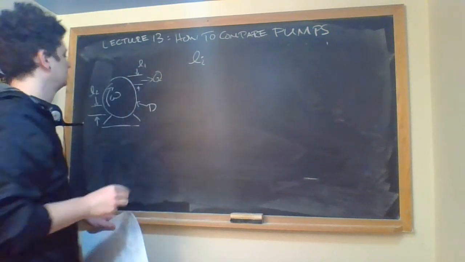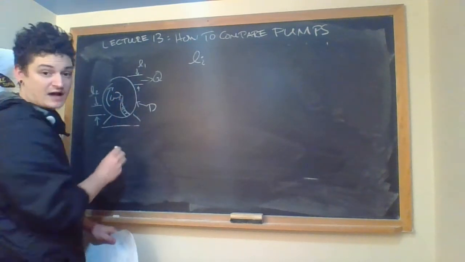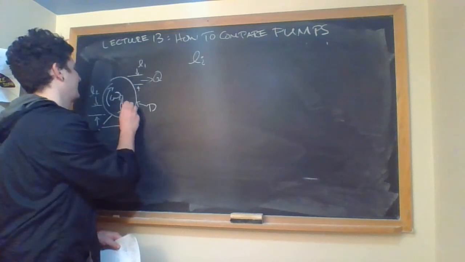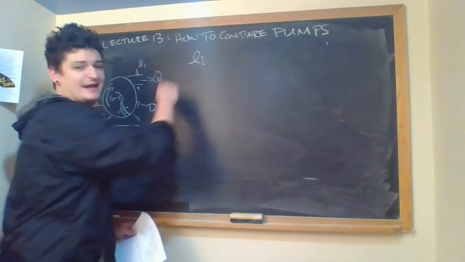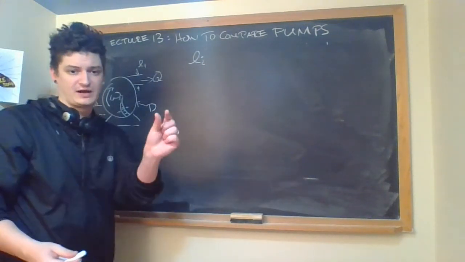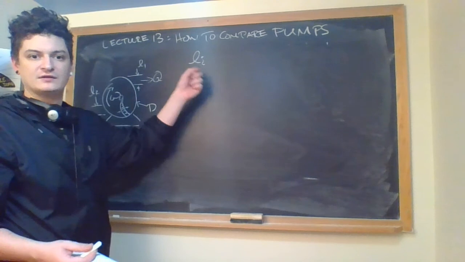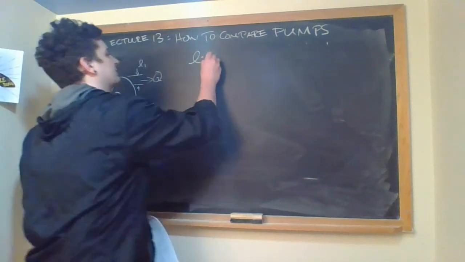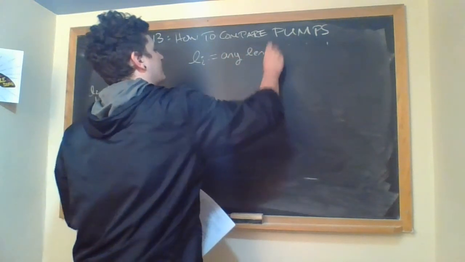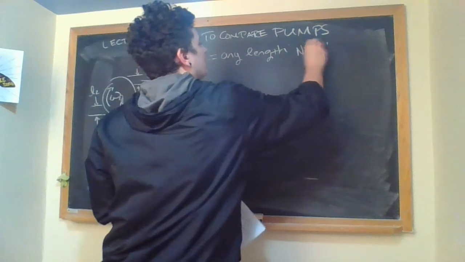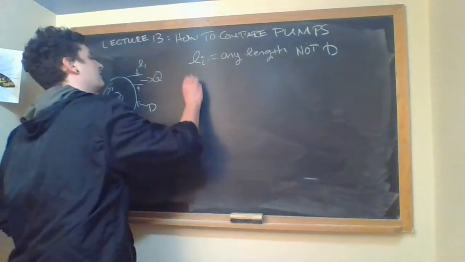That could be an L2. Even if there's something right here, say the impeller has actually a width to it, that could be an L2 or 3. So they go on and on and on, subscripted by i. Any sort of length that you could measure with a micrometer or some little thing in your pocket would be here. So I sort of define, I think in the notes, and you'll see later why, these are any lengths, not the diameter, right?